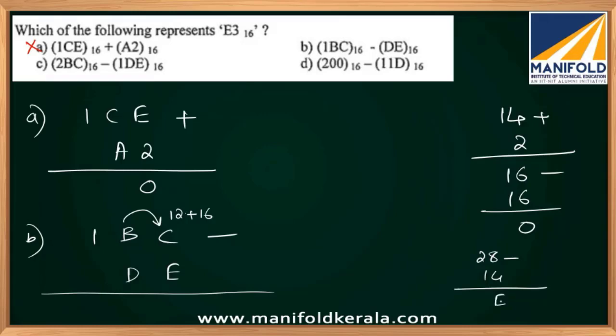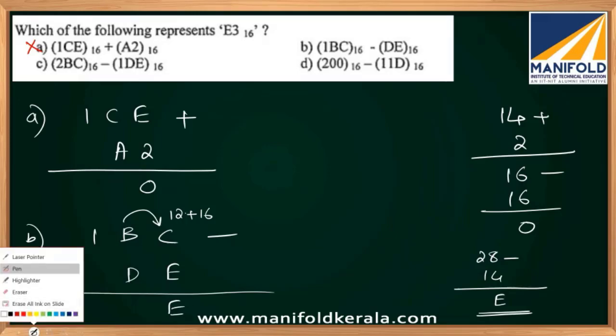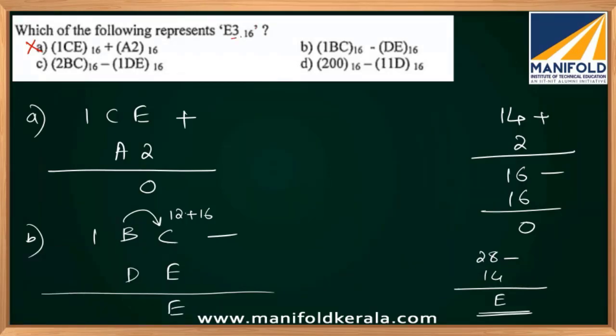And 14 is nothing but E itself. So what you get is E here. And do we need E here or something else? See, we require 3 here. We are getting E here. So B is not the correct answer. I hope this is making sense to you.